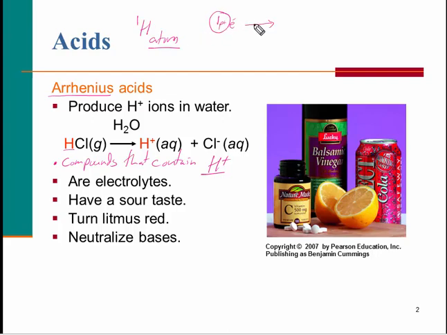Now, this is a hydrogen atom. If we lose that electron, all we have left is a proton. This is the hydrogen ion. So the hydrogen ion is really the same thing as a proton. And in the next lecture in this series, we'll talk about the Bronsted-Lowry definition, and we'll talk a lot about protons. Hydrogen ions and protons are essentially interchangeable.